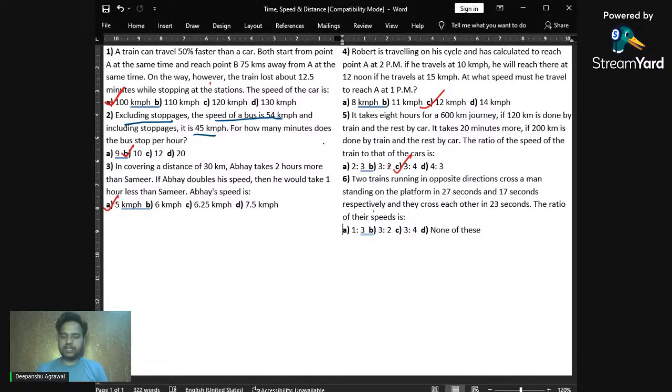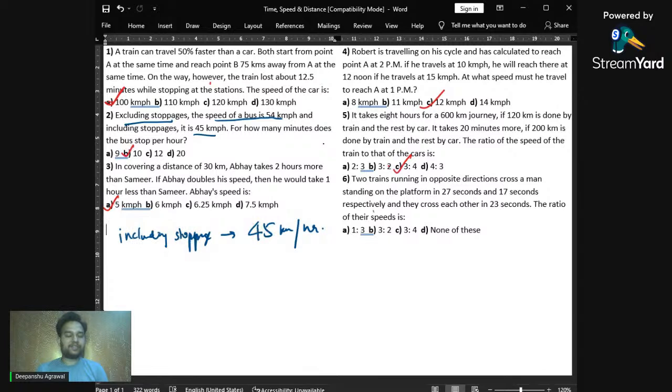But if the bus doesn't stop anywhere, the bus would be able to cover 54 kilometer in 1 hour. So by including stoppages in the journey, the bus is able to cover 45 kilometer per hour. It's a very logical question, students, so please pay attention, please focus. So 45 kilometer per hour, the bus is able to travel.